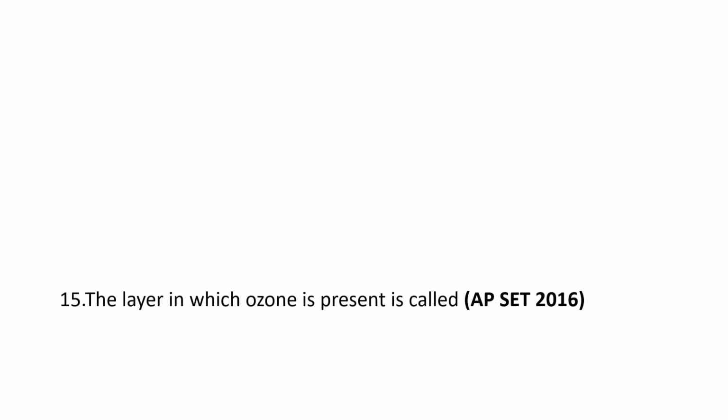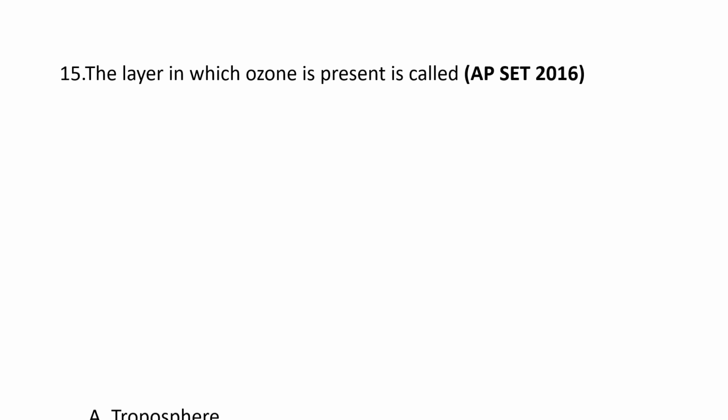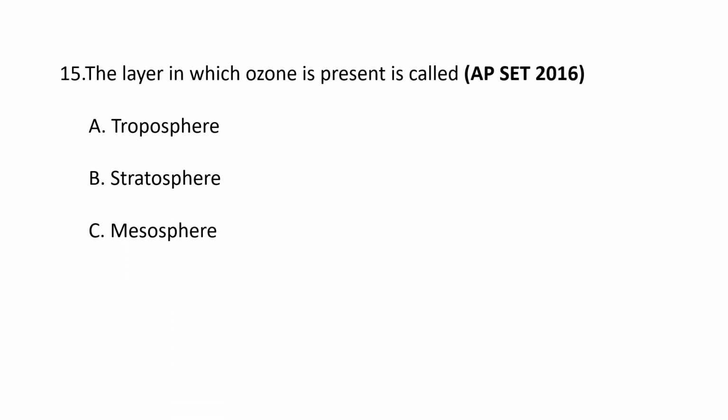Next question. The layer in which ozone is present is called. Simple straightforward question. A. Troposphere, B. Stratosphere, C. Mesosphere, and D. Exosphere. The correct option goes as a B. Stratosphere. The layer in the Earth's atmosphere where most ozone is found is called the stratosphere. And this stratospheric ozone forms the ozone layer, which absorbs most of the sun's harmful ultraviolet radiation, protecting life on the Earth.